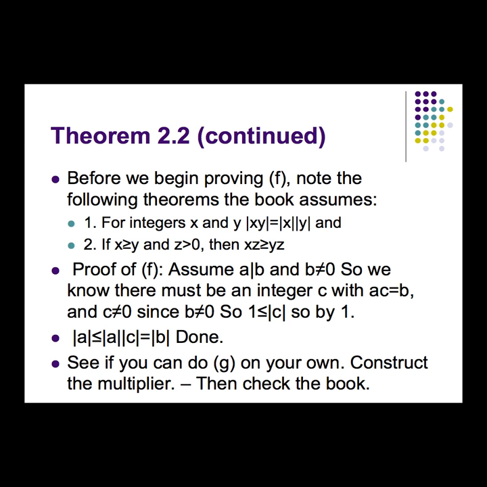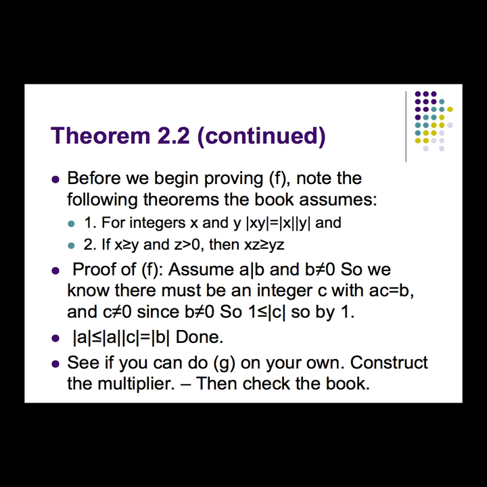Of course, the absolute value of A times the absolute value of C is equal to the absolute value of A times C, which is equal to the absolute value of B, since AC equals B. So in this inequality, we have on the far left absolute value of A less than or equal to, and on the far right absolute value of B, which is what we wanted to prove.